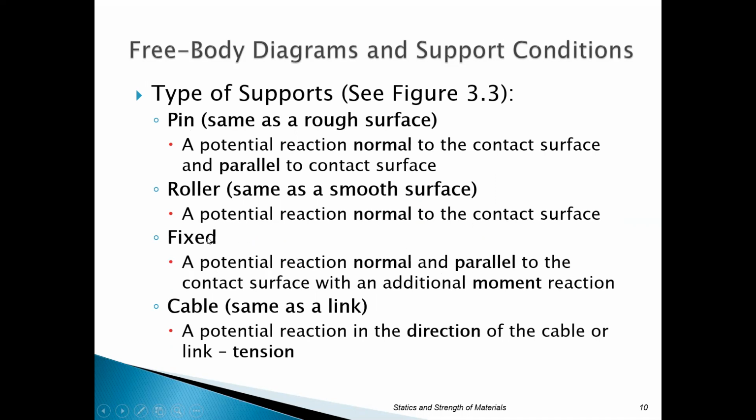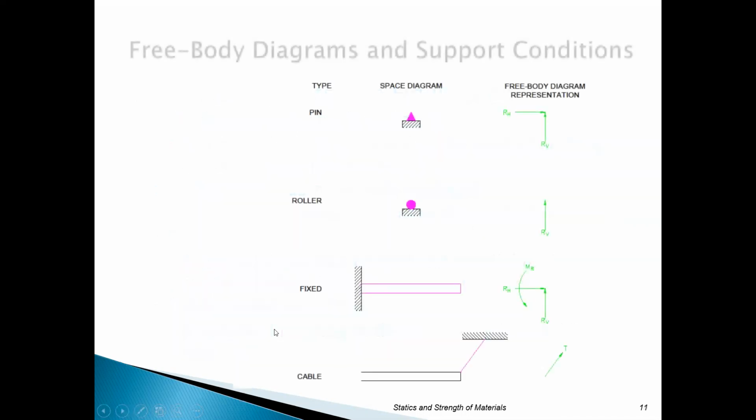And the fixed support is kind of unique because it's going to bring in a moment as well. And then, of course, the cable, which we've done a lot with, it can only be in a tension direction. So this little diagram out of your book kind of shows you that. Just memorize it. Space diagram representation, the free body, roller, with its free body. Here's your fixed with its free bodies. And then there's your cable, okay?